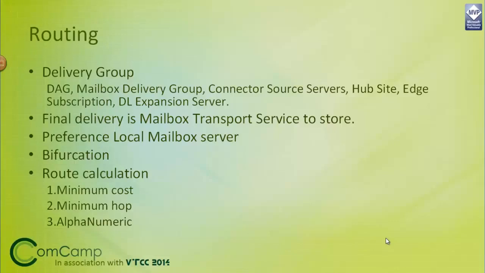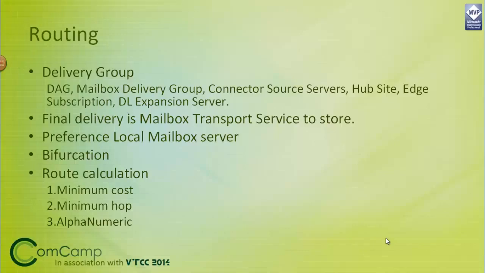Bifurcation. The bifurcation of the message is the routing decision, which tells at which level we have to create multiple copies of the email. This is the point where a multi-user email needs to go to the different parts of the final delivery. This can be within the delivery group and out of the delivery group as well.